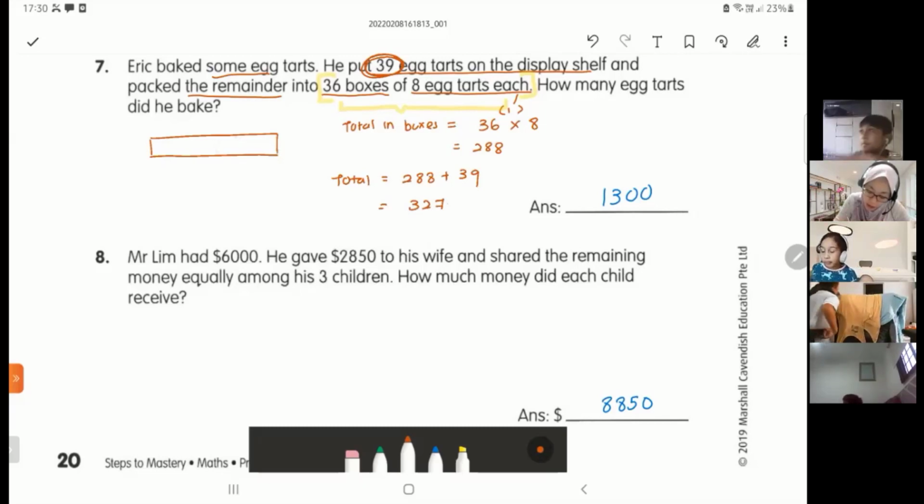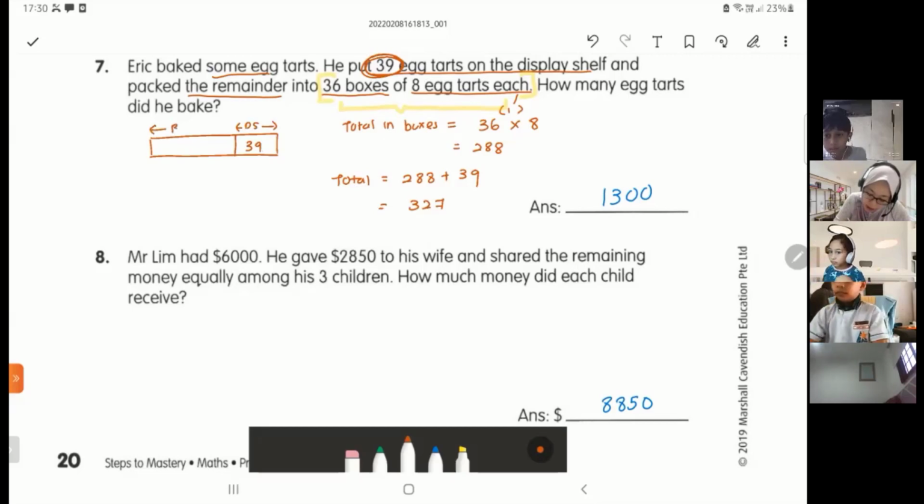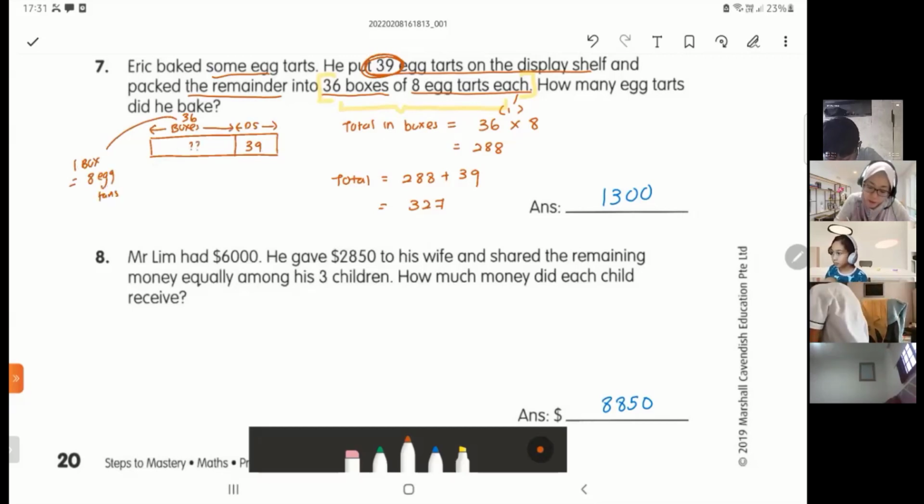So I know that I have this 39 that he put on display shelf. Okay, this is the one he put in boxes, and we know that there are 36 boxes. And in one box, I have 8 tarts. So my issue is to find out this one first. Once I find that one, then I add together. That's what I did. Okay, all right.